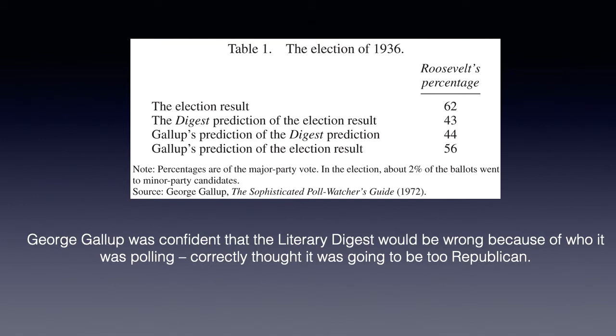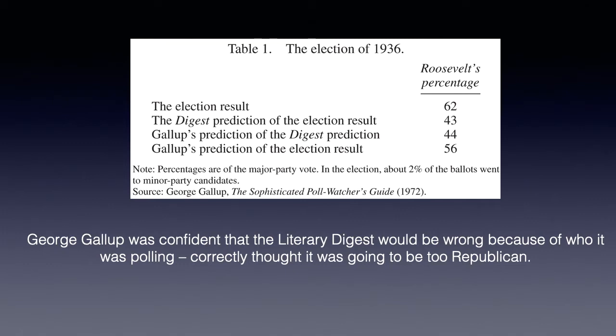As you can see from the first row of this table, FDR got 62% of the votes on election day. As the last row reports, Gallup predicted FDR would get 56%. So not only did Gallup correctly predict the winner, but he was also much closer to the actual outcome than the Literary Digest, who predicted that FDR would only get 43% of the vote.